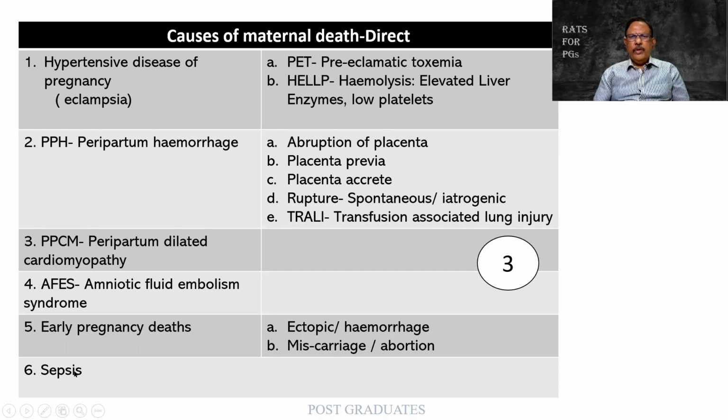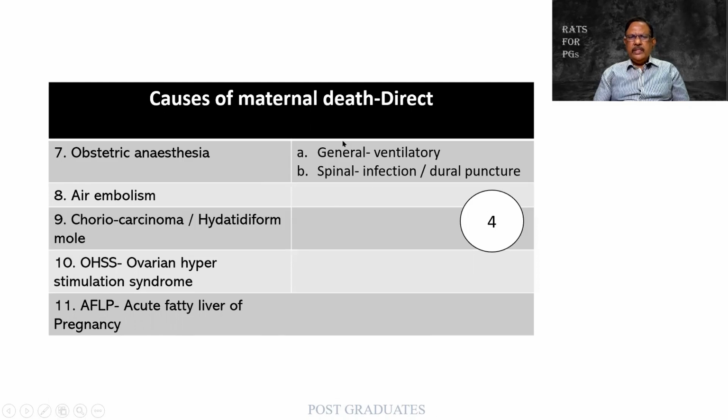Sepsis is of importance. The list is continuing. It can be obstetric anesthesia as a complication, which leads to ventilatory failure. Also, a spinal infection leading to shock or meningitis. Air embolism, choriocarcinoma or hydatidiform mole, which can be implanted or developed further. OHSS, ovarian hyperstimulation syndrome, and AFLP, acute fatty liver of pregnancy. So this is the list of direct causes which we must know.